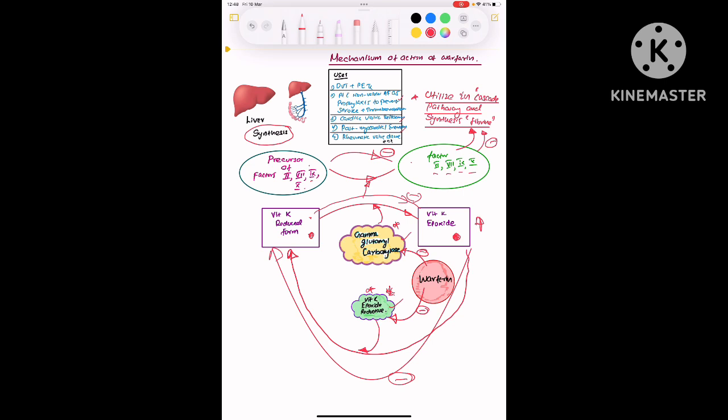So that's how warfarin works in our body, and I hope you understand the principle of how warfarin works. If you have any questions, please comment below. I hope you understand the mechanism of action of warfarin.